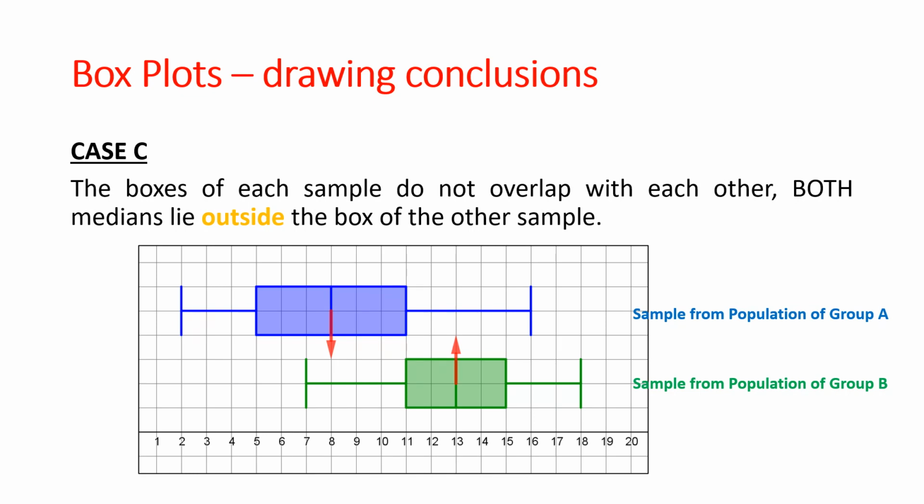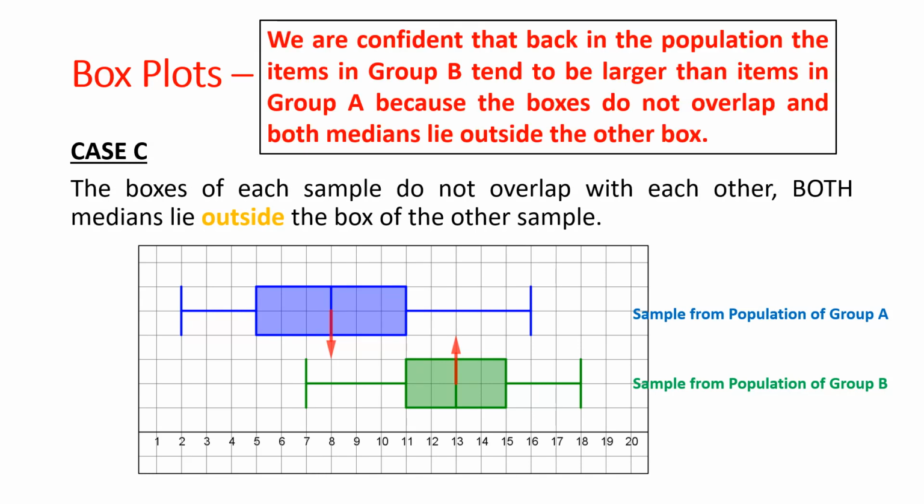In our last case, the boxes of each sample do not overlap with each other, both medians lie outside the box of the other sample, and we'd write a conclusion similar to this. We are confident that back in the population, the items in Group B tend to be larger than the items in Group A because the boxes do not overlap and both medians lie outside the other box.